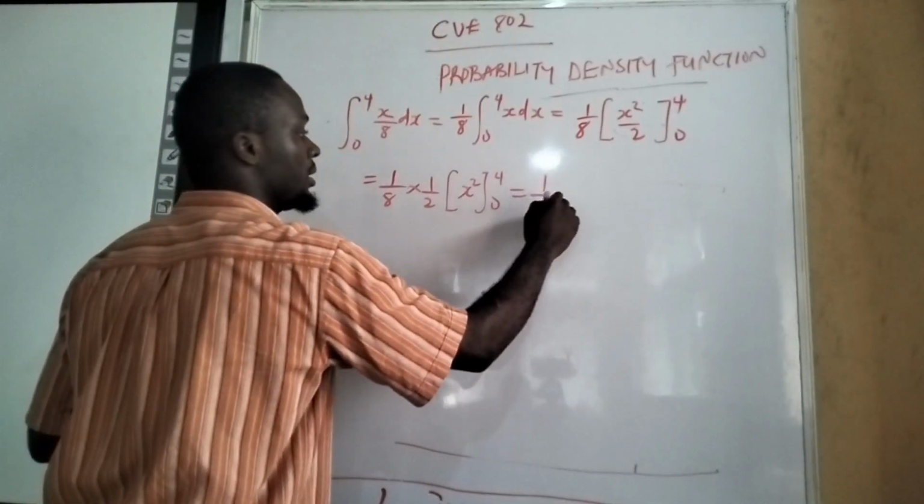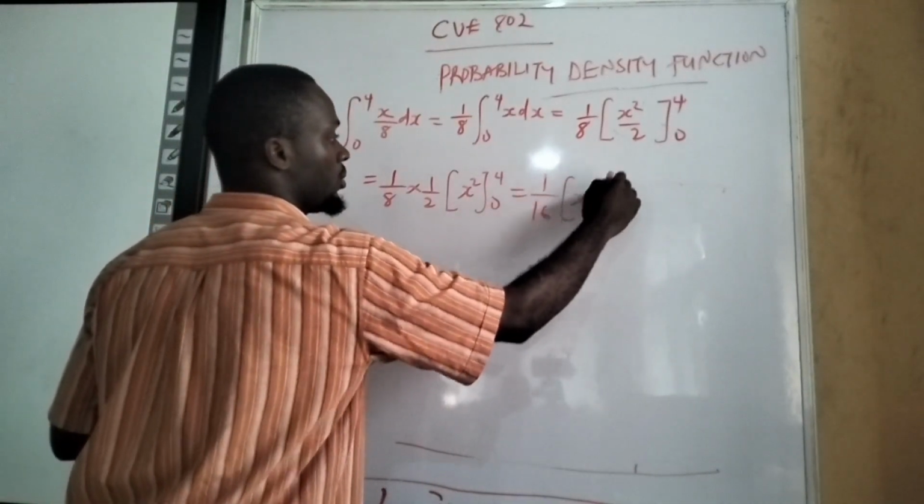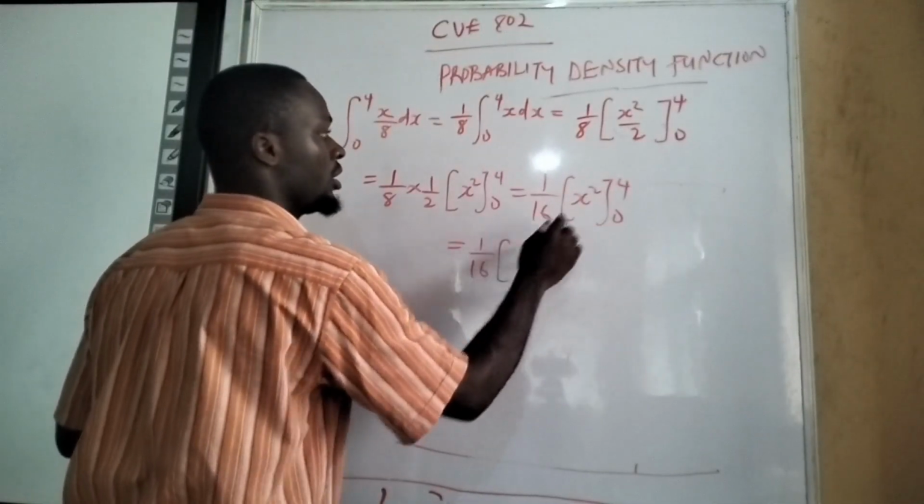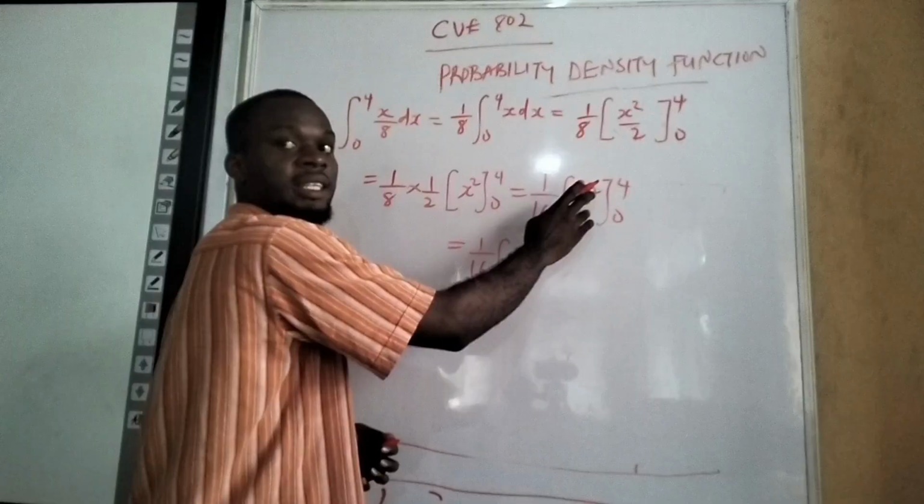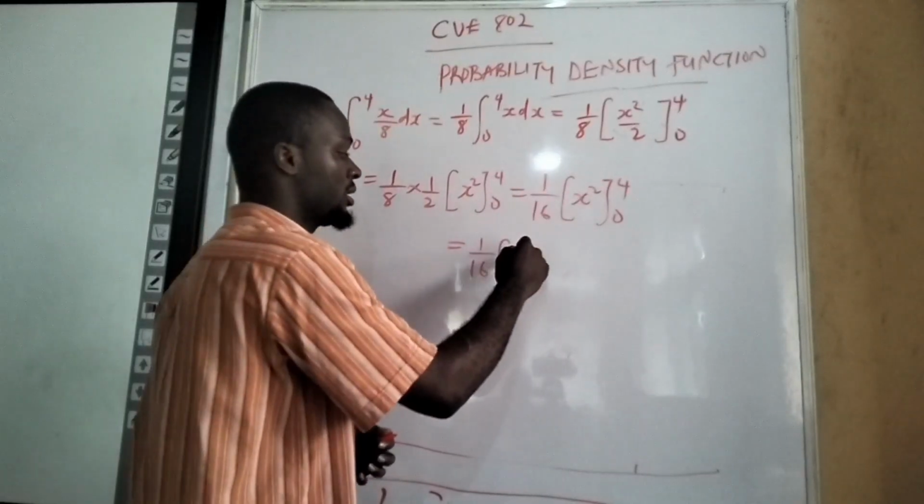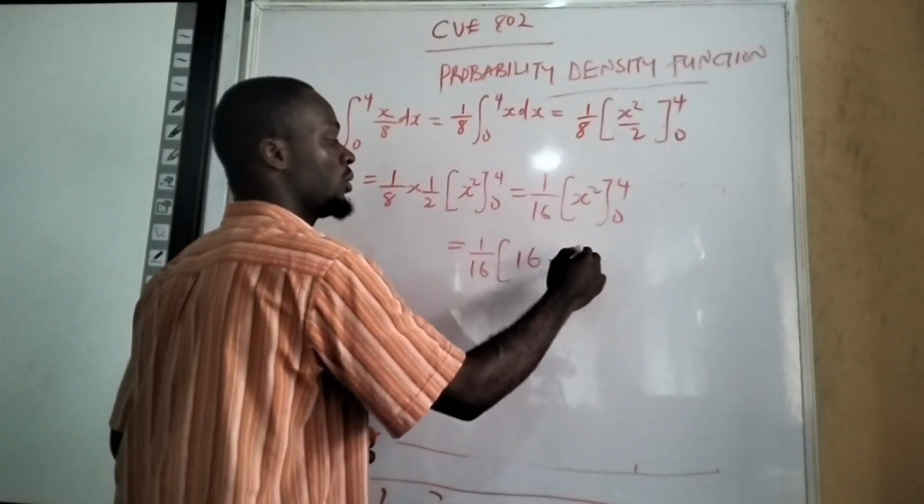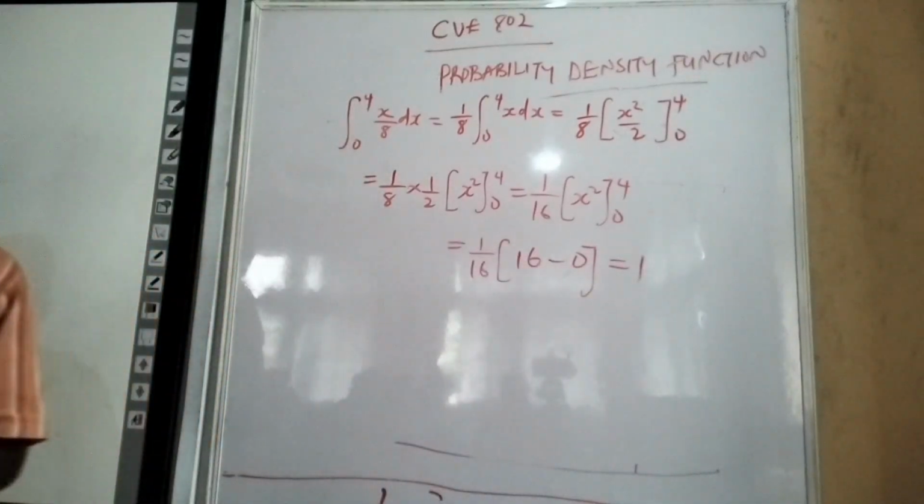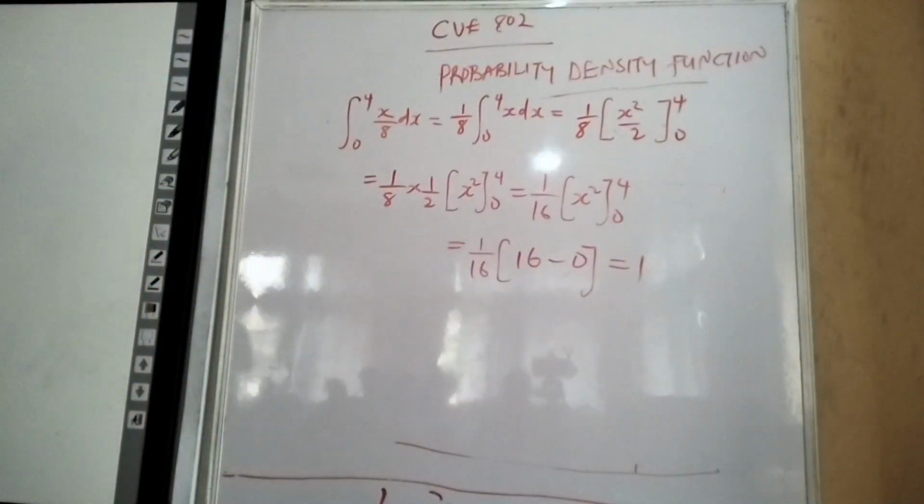This is 1 over 16, s squared from 0 to 4. So you get 1 over 16. If you replace s with 4, 4 squared is 16. Put s as 0, you get 0. So it must give you 1 for it to be a continuous function.